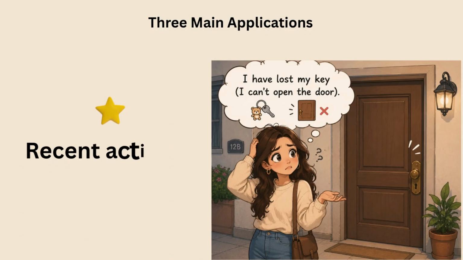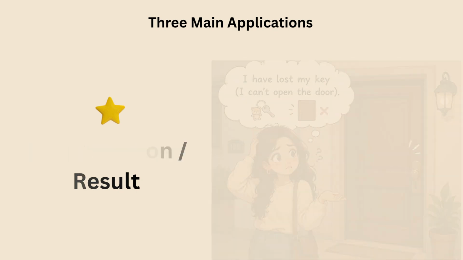Third one is recent action or result. Example like, I have lost my key. Therefore she can't open the door.